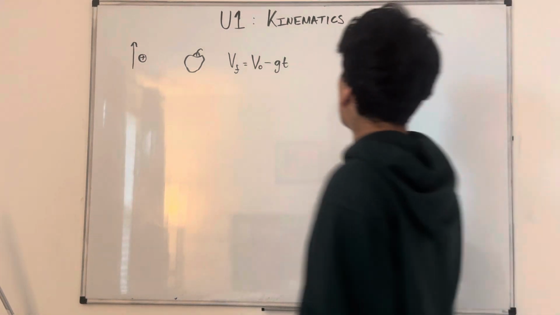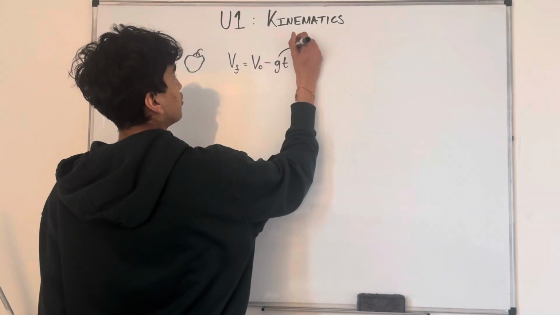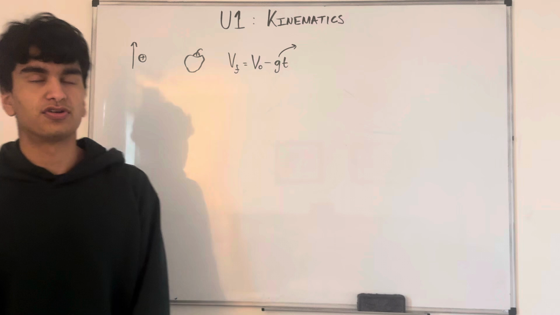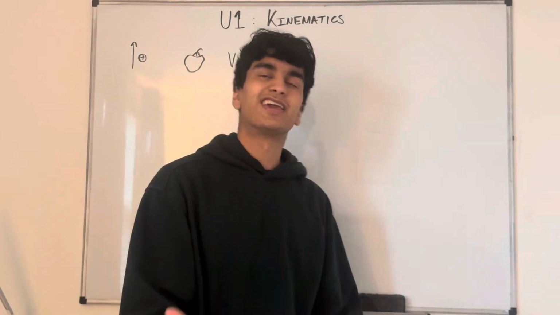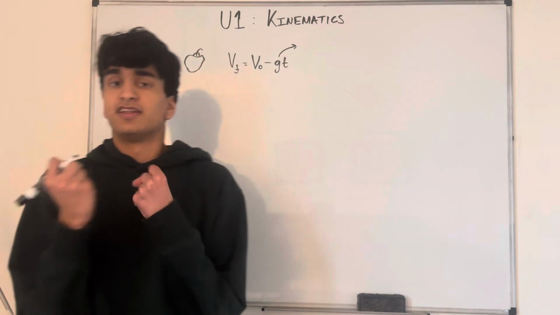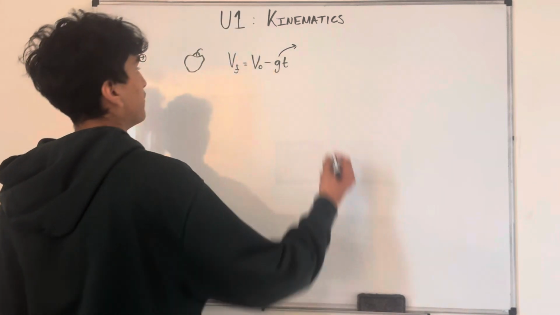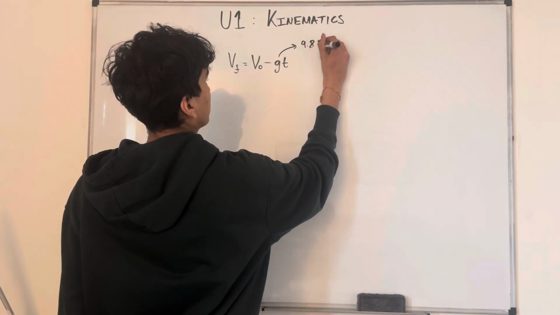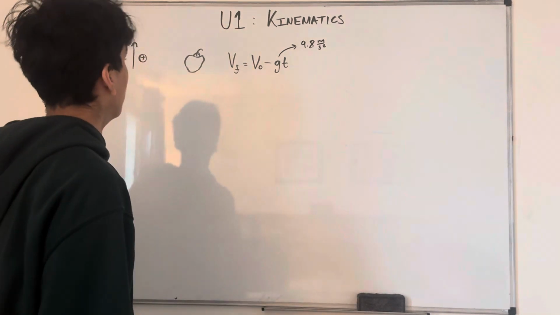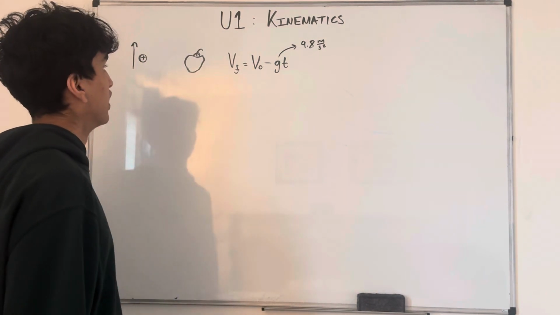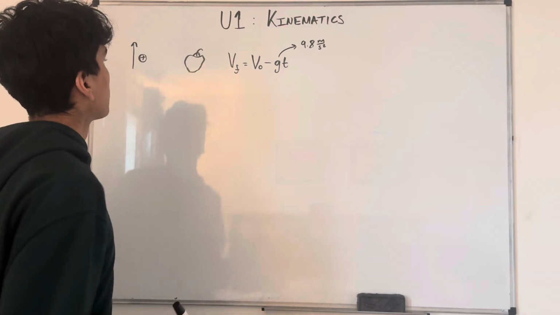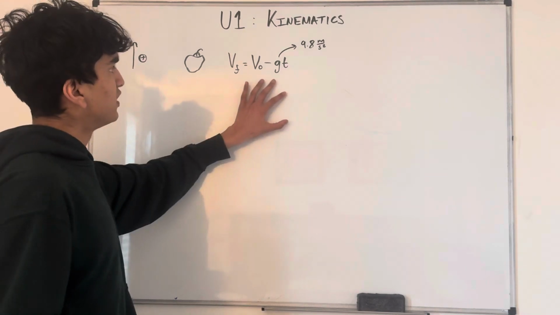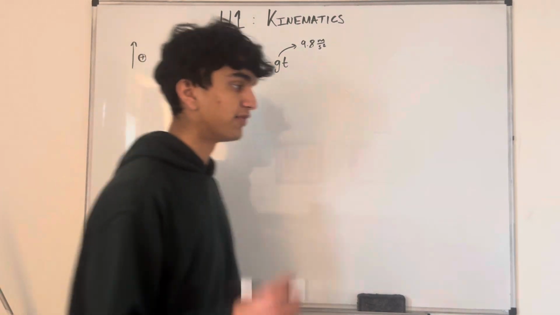Another thing to note is that on Earth, g represents the gravitational field, or really, in a kinematic sense, the acceleration due to gravity, which ends up being 9.8 meters per second squared. This would be the equation that models the velocity of a falling object.